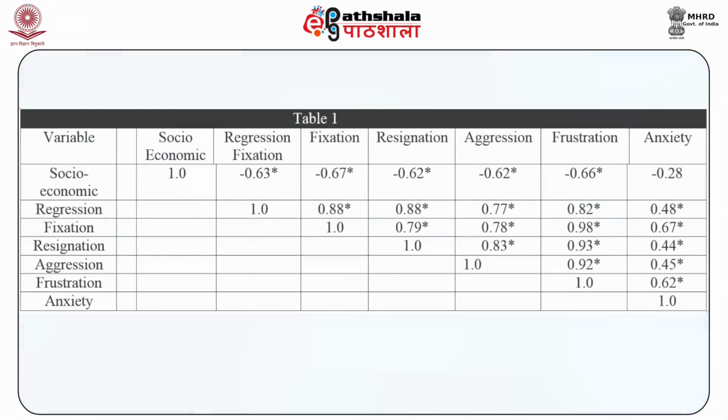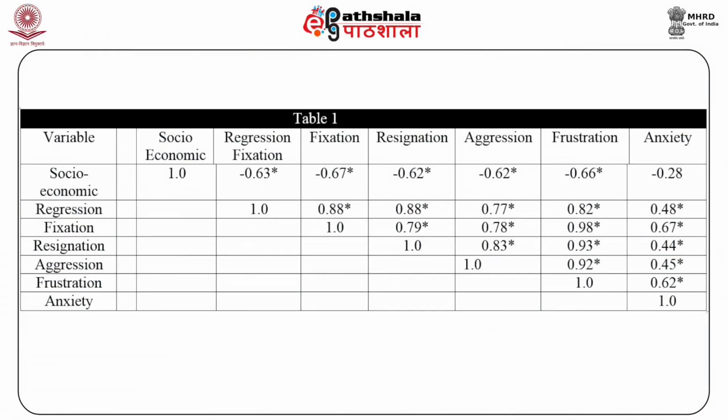Results, interpretation and discussion. Before the factor analysis was carried out, the product moment coefficients of correlation for all the 7 variables were computed and displayed in a 7 by 7 matrix. The 7 variables were socioeconomics, regression, fixation, resignation, aggression, frustration and anxiety.